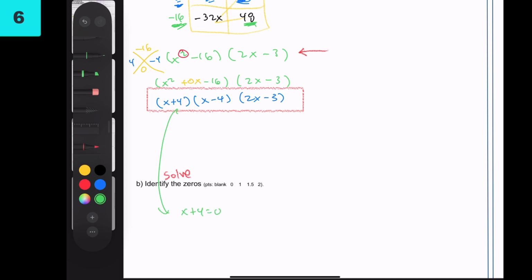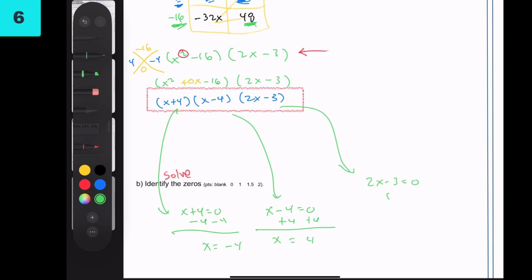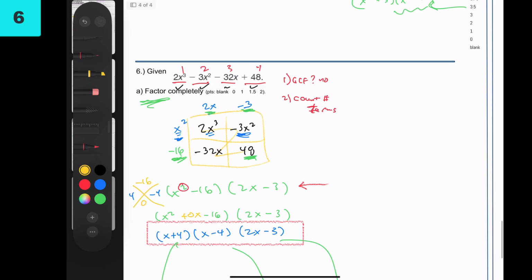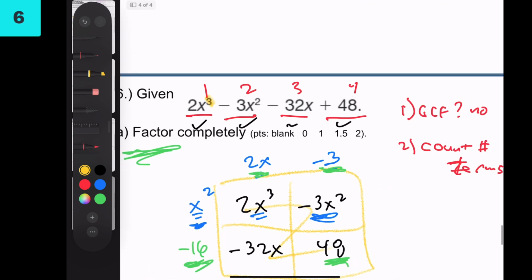X plus 4 equals 0. So you have x equals negative 4. X equals 4. Add 3. Divide by 2. X equals 3/2. So those are my 3 real solutions. And I want to point out in my 3 reals that this number 3 actually comes back to that original problem with the 3 right there.